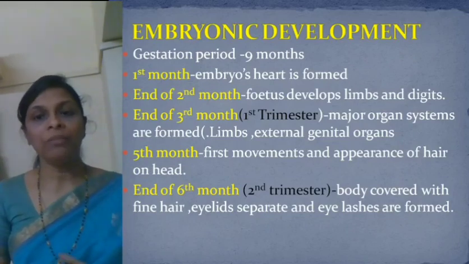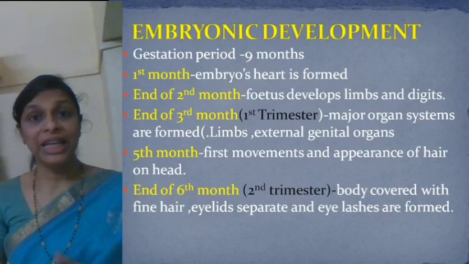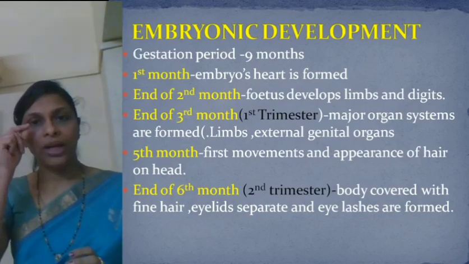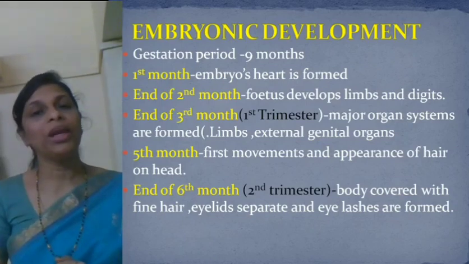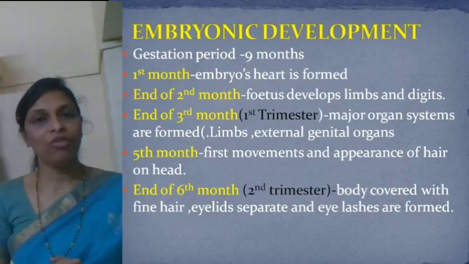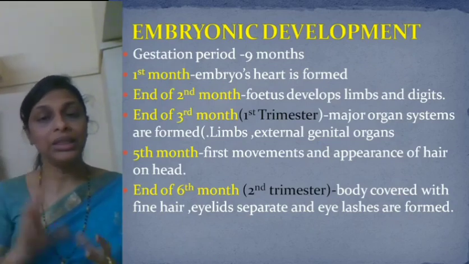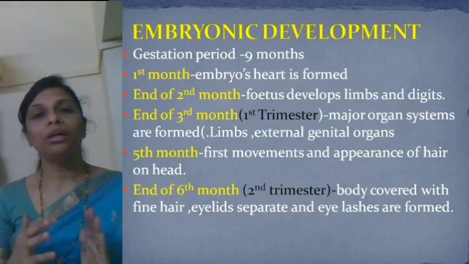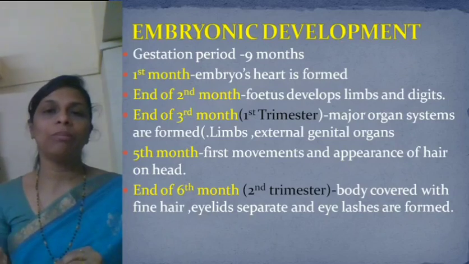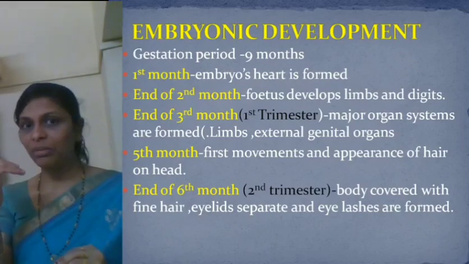The body will be covered with fine hairs, the eyelids start separating, and the eyelashes will also be formed. So these are the major changes. You have to remember all these changes, because you may get a question on the major changes taking place during embryonic development. Then you have to write month by month.